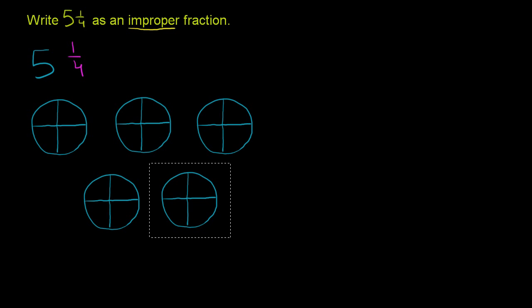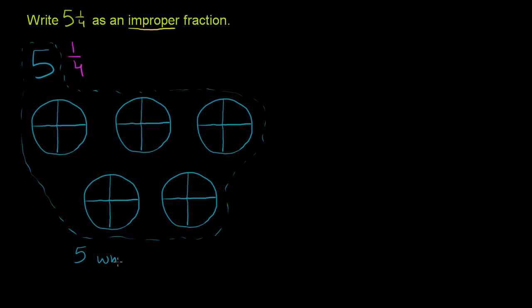So this is what the 5 represents. Let me circle all of this together. That is the 5 part right there. That is what 5 literally represents. It represents 5 whole pies. Now, I have cut up the pies into 4 pieces, so you can imagine each piece represents a fourth.